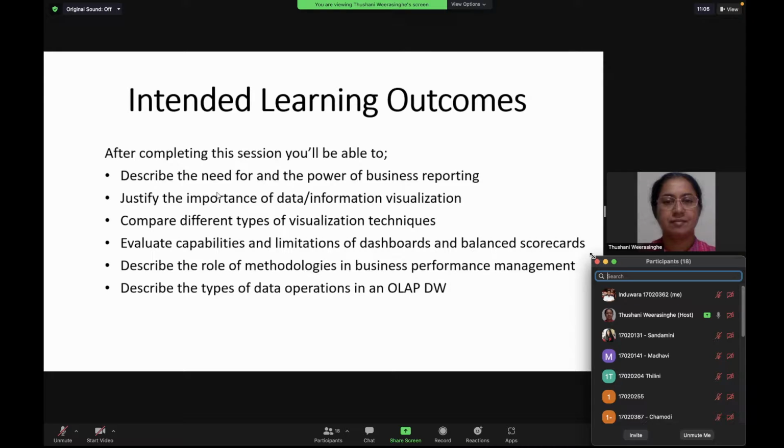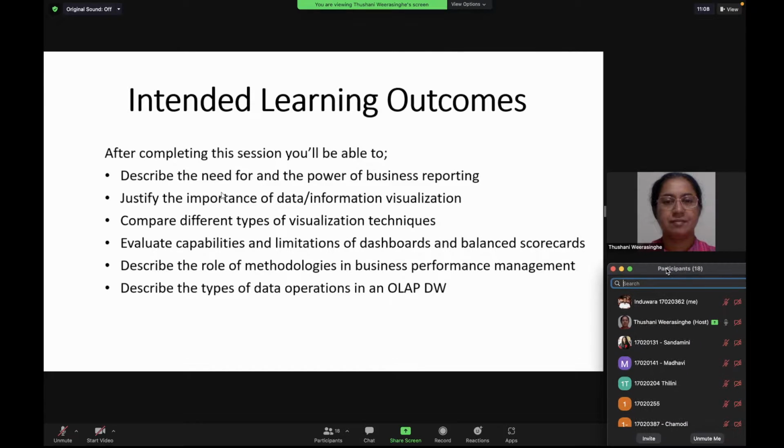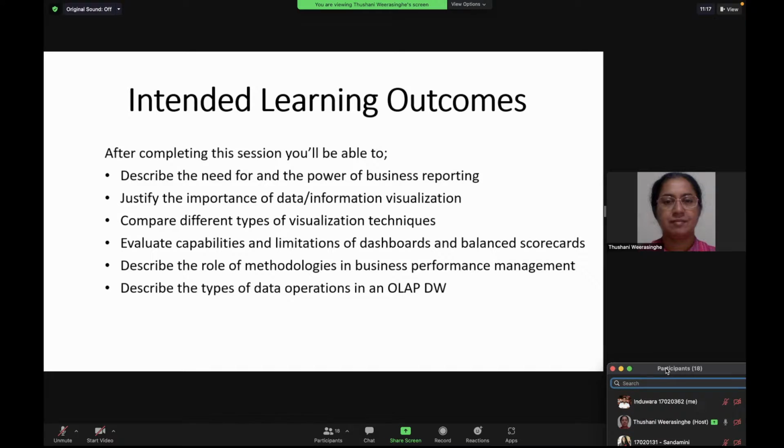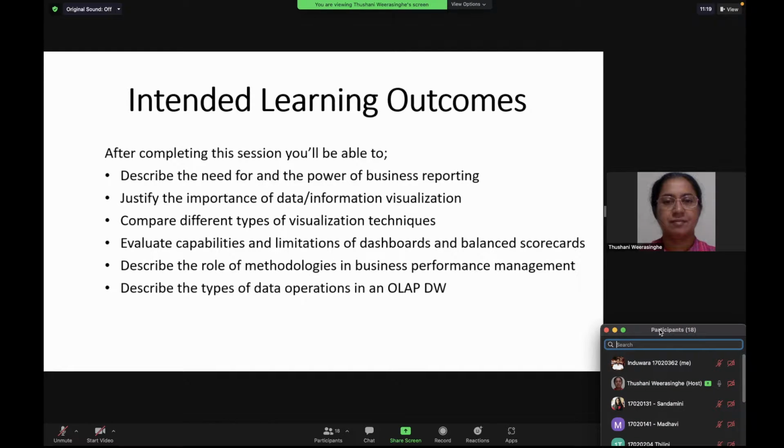In this one, at the end of this session you will be able to describe the need for and the power of business reporting. So what is the need behind this? You should be able to even discuss this as a question. If I ask you what is the need and the power of BI, business reporting, why do we need to have business reporting and what is the power of it?